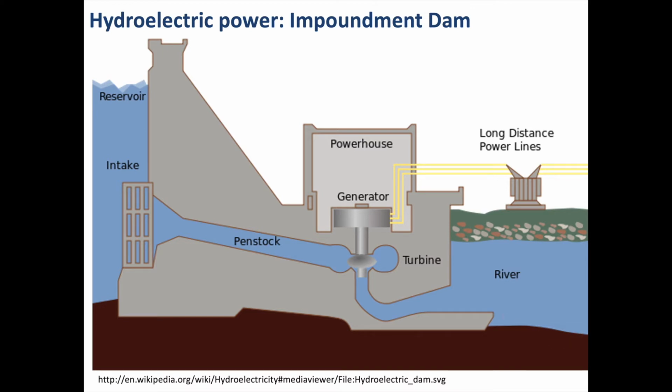Just as a side note, this process of spinning turbine blades to rotate a generator shaft and produce electricity is common to most forms of electricity generation, including fossil fuels and nuclear. Often it's steam that's used to turn the turbine, but in hydropower, it's liquid water.